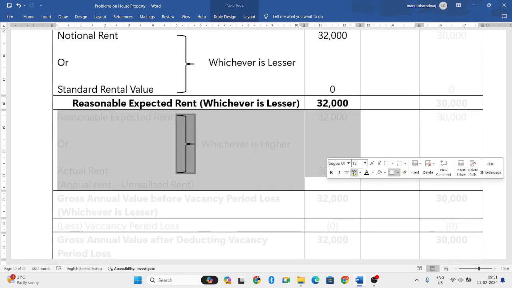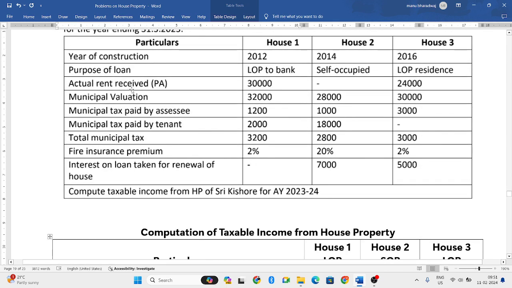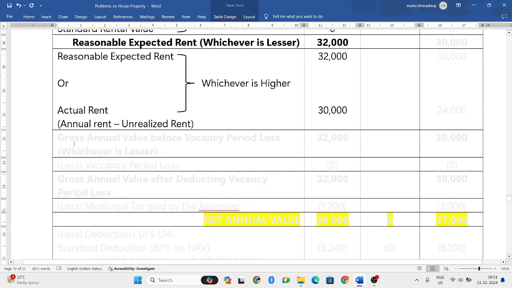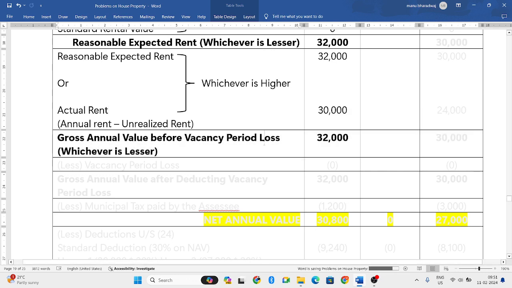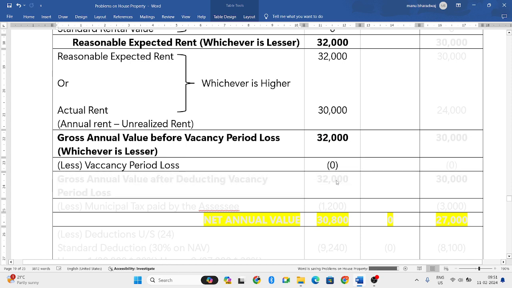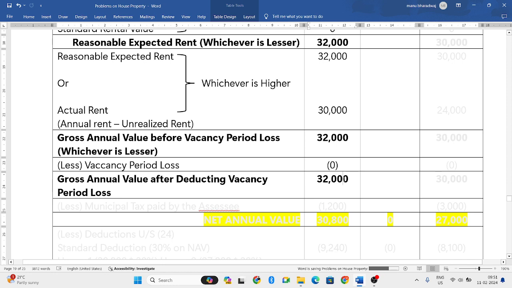Now this reasonable expected rent should be compared with actual rent. They have given directly in the question actual rent received is 30,000. So I will write that 30,000 here. Out of this, whichever is higher, 32,000 is higher. So 32,000 will be considered as GAV before vacancy period loss. From that, we have to reduce vacancy period loss. Vacancy period loss is 0. So after deducting vacancy period loss, we get GAV after deducting vacancy period loss, that is 32,000.